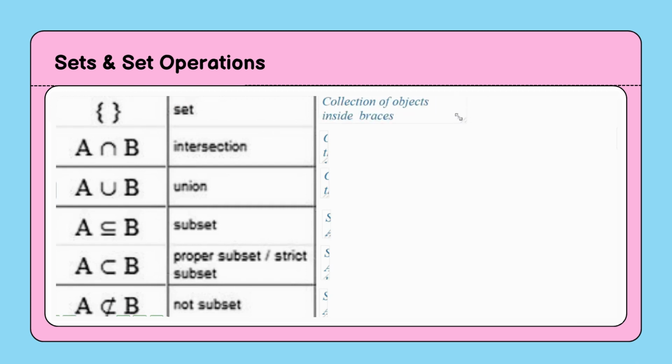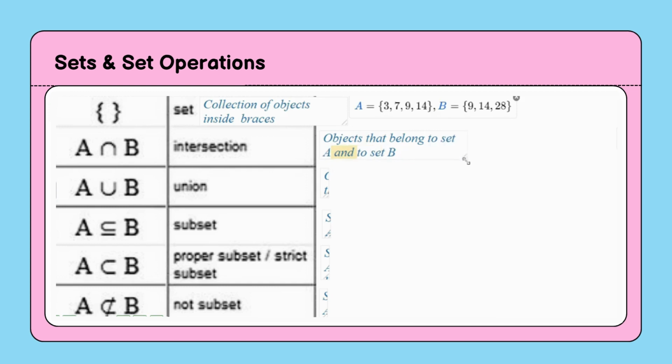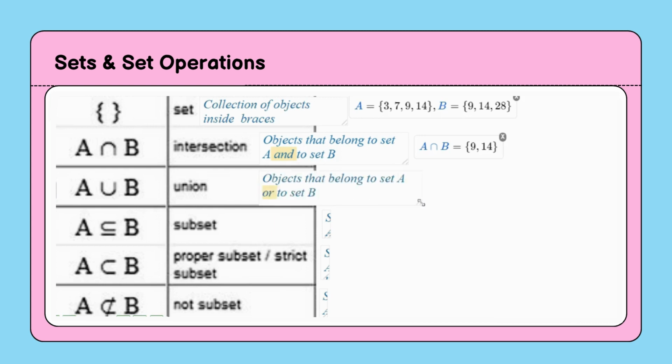So right here you can see that a set is a collection of objects inside braces. Here are two examples, set A and B, which I'm going to work with for the rest of the symbols. Each of them, A and B, are finite. Of course, if it's infinite, you're going to add 3 dots at the end of the set. The intersection of a set are objects that belong to set A and to set B. So now, and here is important, for example, 9 and 14 here.